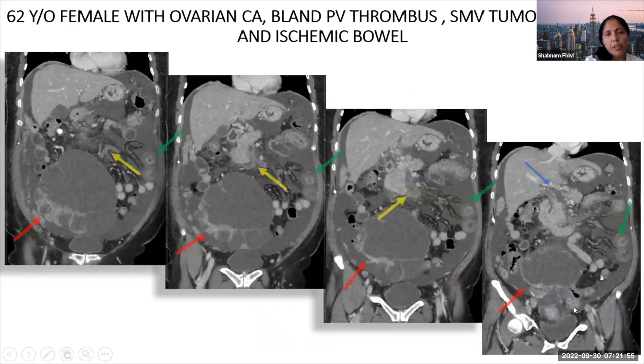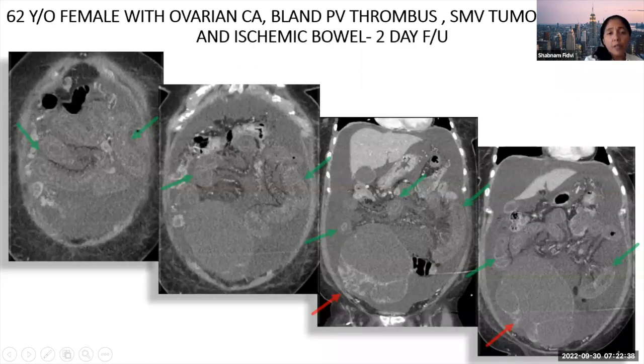Same patient, coronal images sequentially through the abdomen. Again, the red arrows showing the patient's primary ovarian cancer. The yellow arrows nicely depict the branching, enhancing tumor thrombus within the superior mesenteric vein and extending into the venous tributaries. The blue arrow shows bland thrombus higher up within the SMV, extending into the portal vein. And again, the green arrows show the hypoenhancing bowel wall, as the mucosal enhancement is preserved, but it's actually the muscularis layer that is non-enhancing, which is suspicious for bowel ischemia.